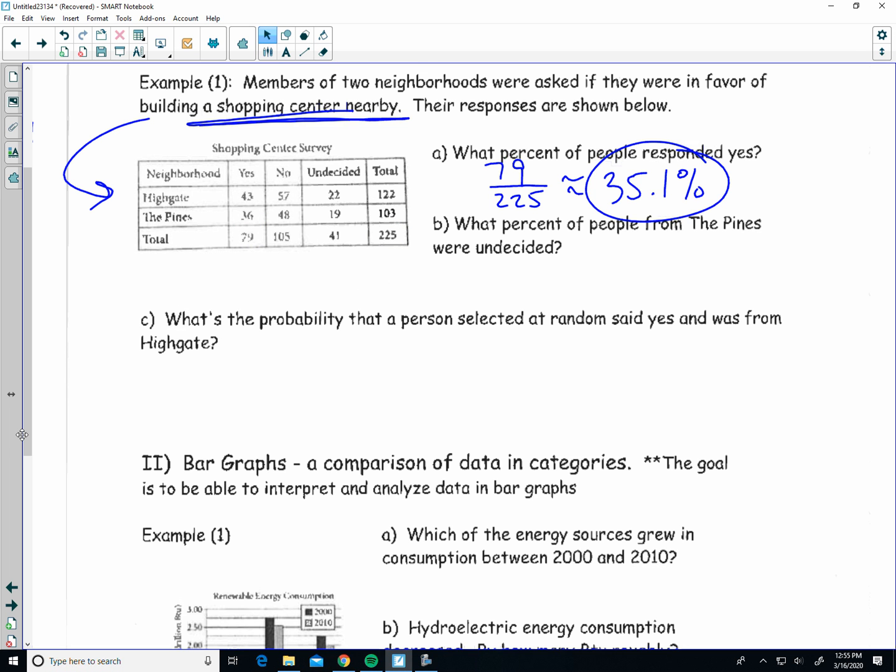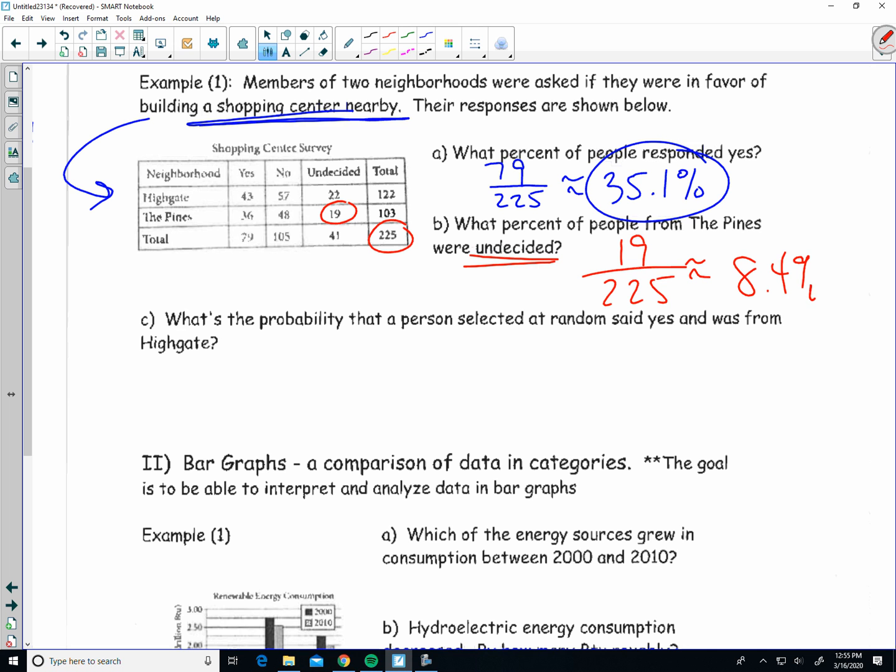If we go to the second question, what percent of the people from the Pines were undecided? So again, first thing we'd say is, well, we asked 225 people. And now which people were undecided that came from the Pines? That again would go back to just the simple 19 people from the Pines were undecided of a total 225, and that would be rounded off to about 8.4%.